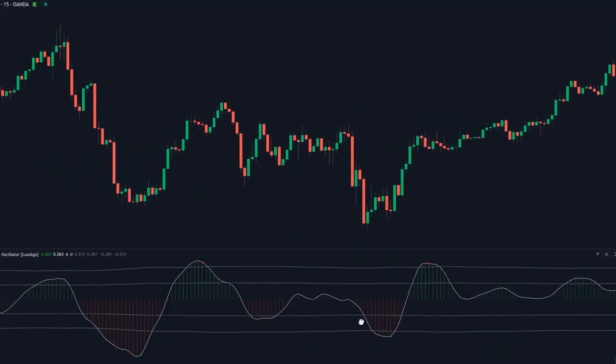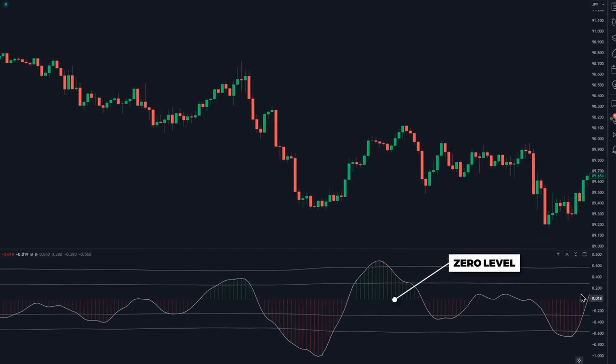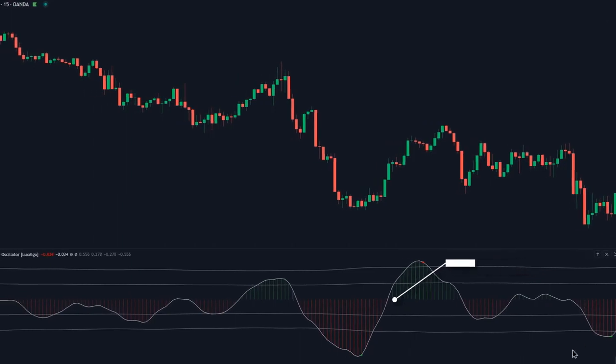So this indicator is actually composed of very few elements. We have this white line traversing the indicator window. This is called the Whole Butterfly Oscillator. And then we have the zero level at the center of this indicator. The area between the zero level and the Whole Butterfly Oscillator is filled with this red and green histogram.